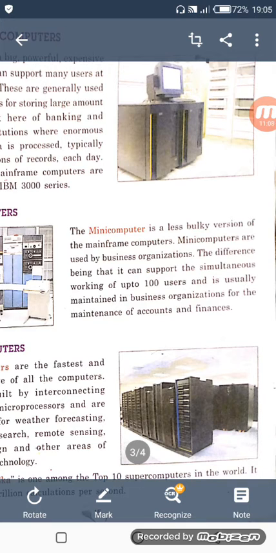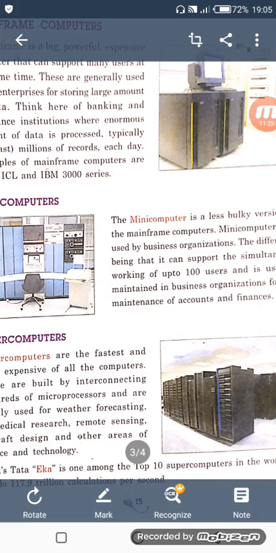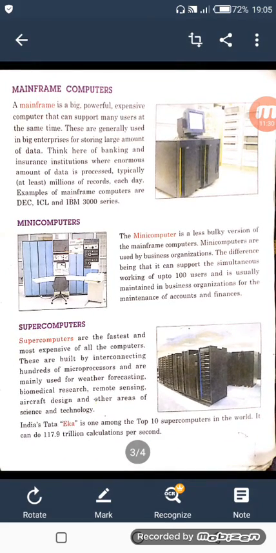So why do we use mini computers? For maintenance of accounts and finance. Where are they used? In business organizations. And how many people can work? 100 users can work on it. Okay, so these are our mini computers. They are smaller in size as compared to mainframe.